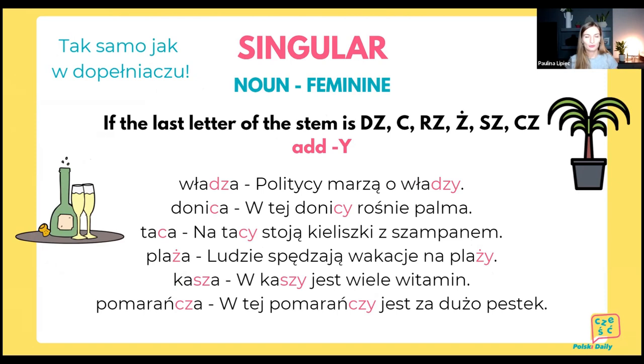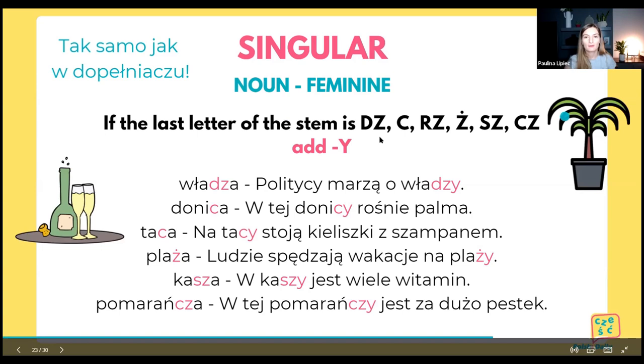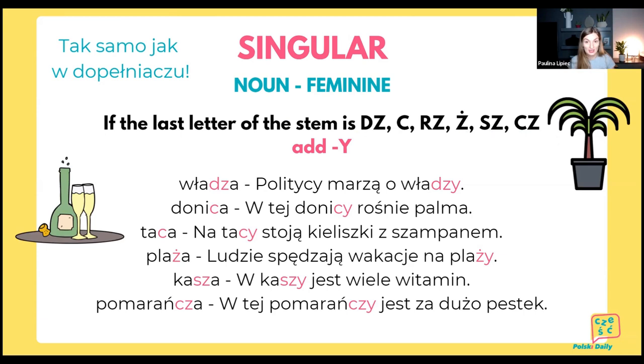Now the second rule about feminine. Here we go with the rule of Polish sounds. This time we don't have soft letters here, soft sounds. We only have the harsh ones, the rustling ones. Z, ż, rz, cz, sz, and ch. This kind of sounds will be followed by letter Y. And the rule is exactly the same as in dopełniacz, the genitive case. So you may already know it.